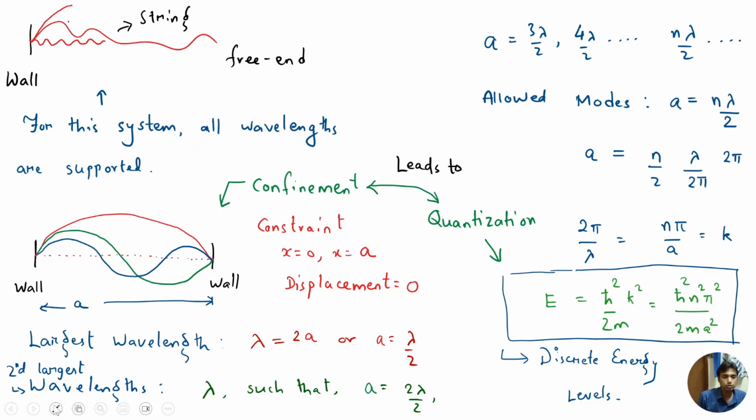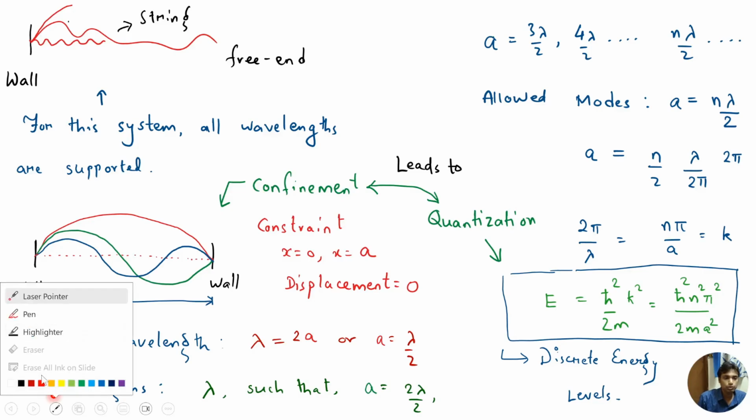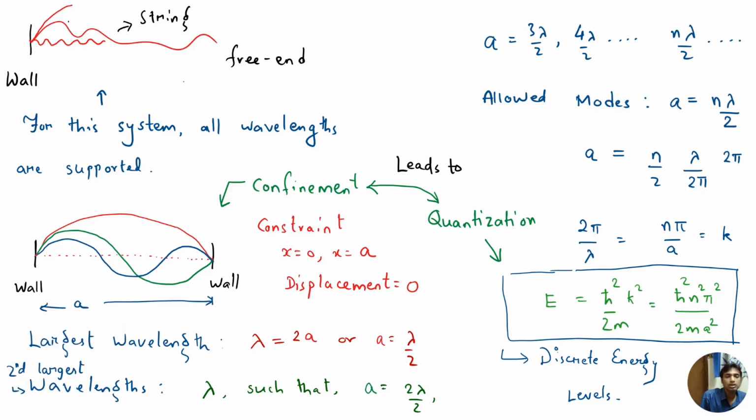Since now we have from de Broglie principle, E equals h bar square k square by 2m, and k is 2 pi by lambda, so h bar square by 2m times 2 pi by lambda whole square. Since lambda can take literally any value, the energy for this system is continuous, or all the values of energies are allowed.